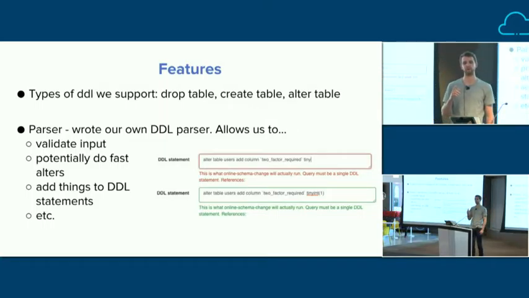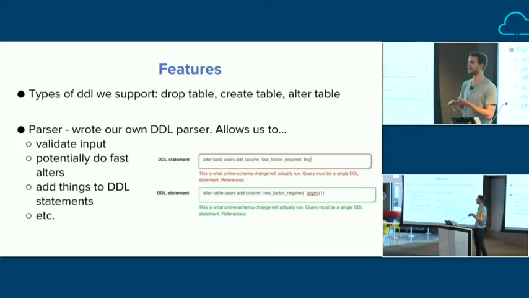Another cool thing is we wrote our own parser. We looked around for a DDL parser and couldn't find one. There's DML parsers, but there was no good DDL parser, so we actually wrote our own, which allows us to do a lot of really cool things. Number one being, when a user is submitting a migration and they put in their DDL statement, we can just validate on the fly whether or not it's valid syntax. So that's pretty useful. It also gives us the potential to do fast alters.